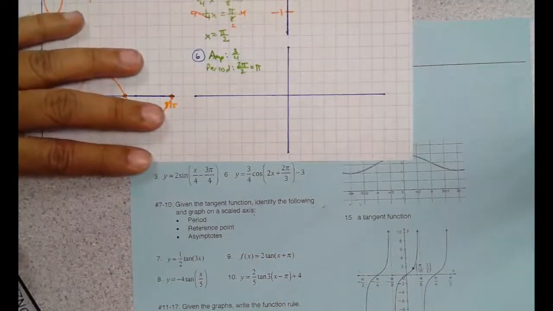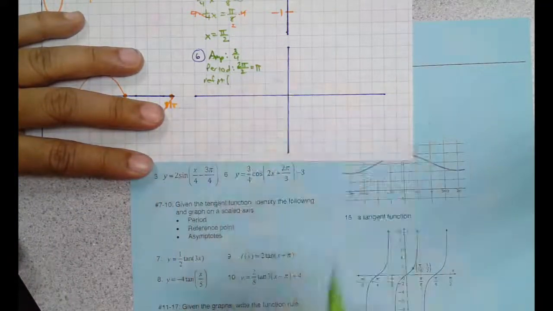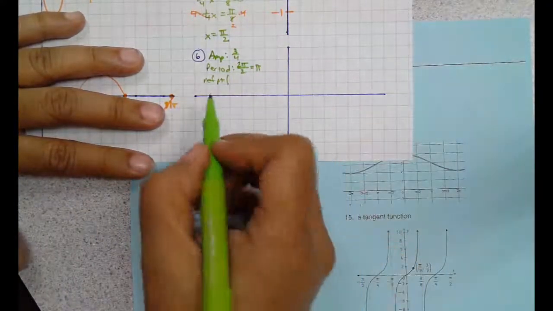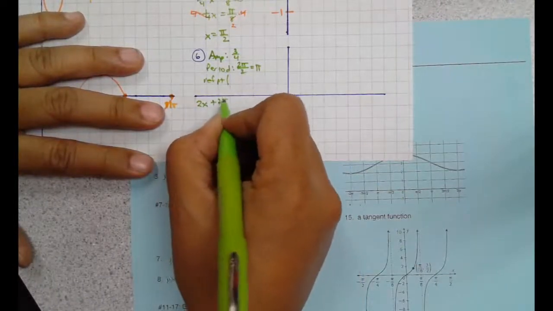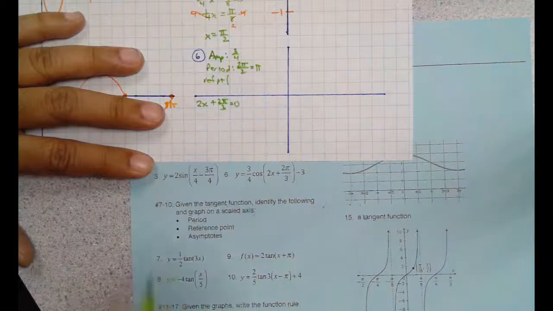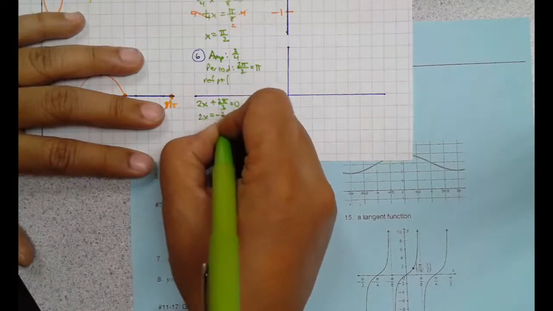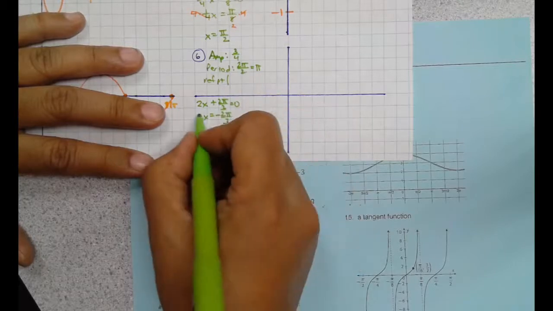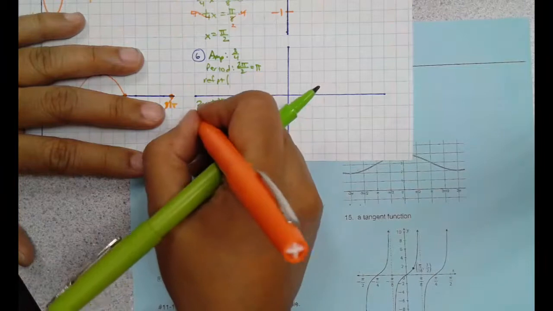And then from here, I'm going to go ahead and find the reference point. All right, to solve for this, I'm going to make that equal 0. So 2x plus 2 pi over 3 equals 0. I'm going to move this 2 pi over 3 to the other side. That makes it negative 2 pi over 3. And then from here, I'm going to divide by 2, which is the same thing as multiplying by a half.